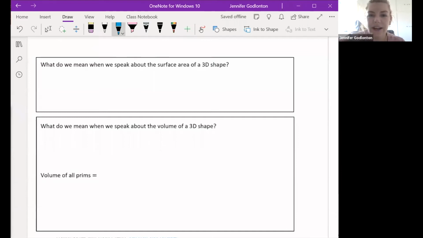What is surface area? At the moment, I just want to know what it means if we're looking for the surface area of a shape. Oh, Wami, can you help me?